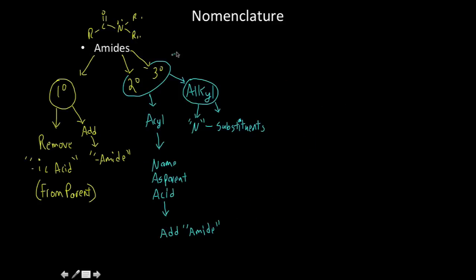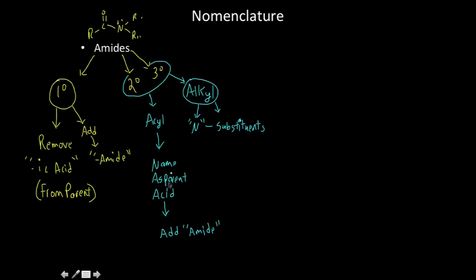Okay, so for amides, the nomenclature is a little bit more tricky, I guess, or really, I think it's more mechanistically. There's two different categories of how you're going to name this: primary amides, and then secondary amides. If it's a primary amide, all you have to do is remove the -ic acid from your parent acid and simply add the word amide. Pretty straightforward. For secondary or tertiary, you have to identify your acyl and then your alkyl groups.